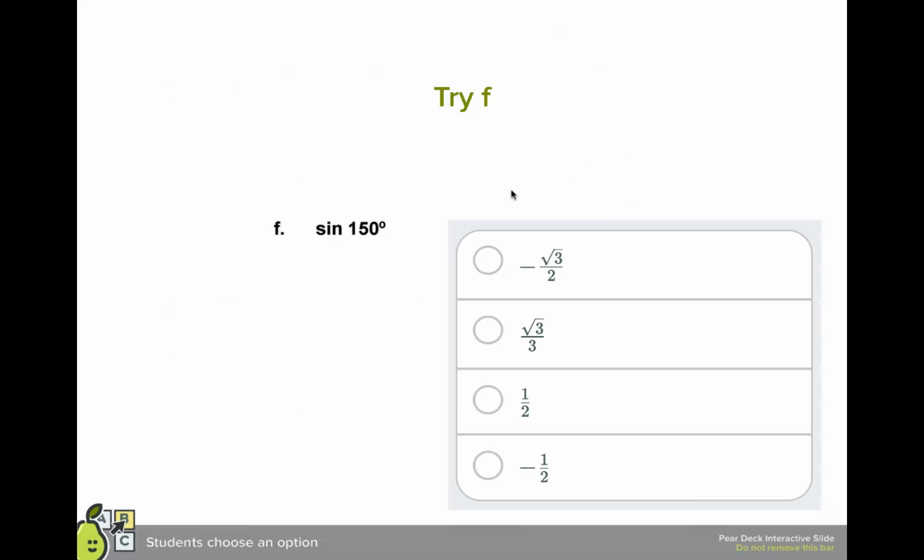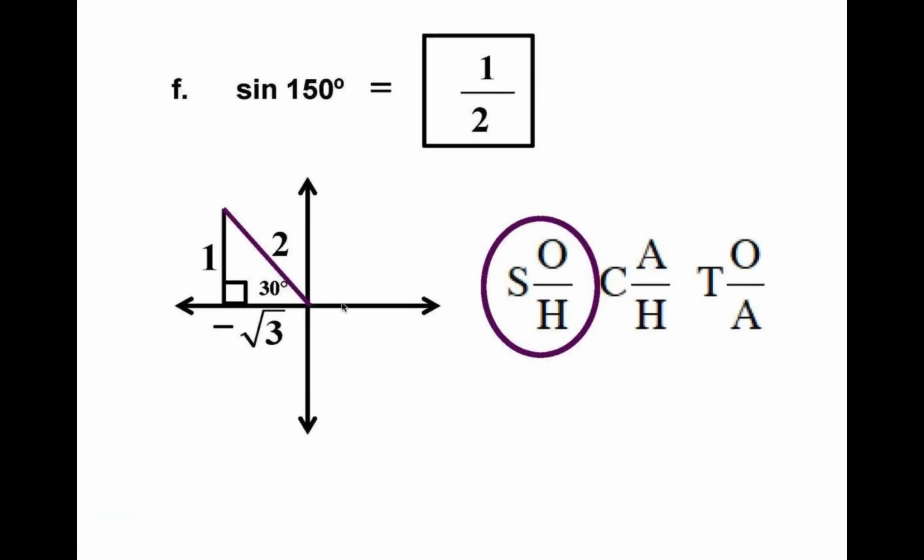Try F. Okay, so 150 degrees in this direction, more than 90, less than 180. Opposite's 1, adjacent's negative root 3. The hypotenuse is 2. Sine is O over H, so 1 over 2.